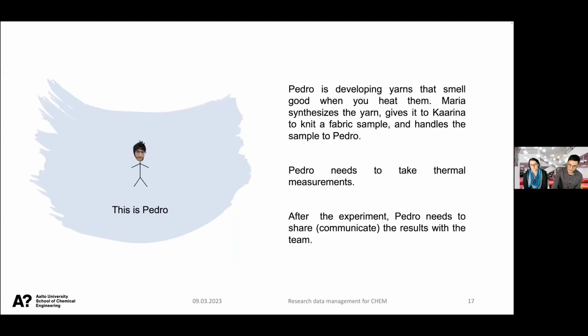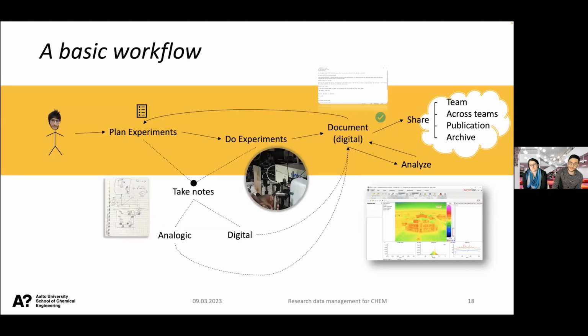And now maybe an example. For instance, this is Pedro, and Pedro is developing some yarns that smell good when you heat them. You have a team where Maria synthesizes the yarn, gives it to Karina to knit a fabric sample, and hands the samples to Pedro. Now, Pedro's job, or part of his job, is to make the thermal measurements. After he makes the experiments, Pedro needs to share the results with the team. This is a typical workflow of what we usually do.